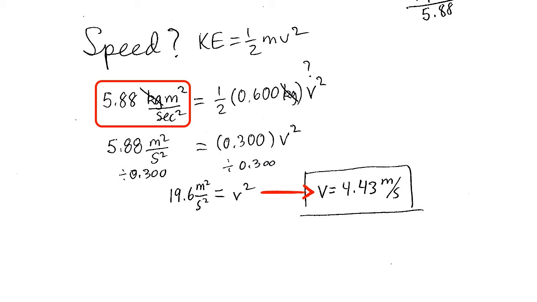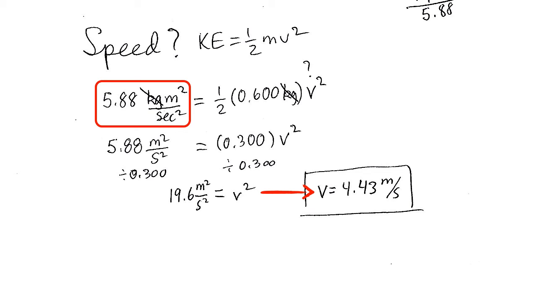You can cancel the kilograms left and right, and that leaves meters squared per second squared on the left, and a v squared unknown, that's what we want, on the right. And actually 1/2 times 0.6, that's the same as 0.30. So the third equation down reads 5.88 meters squared per second squared equals 0.300 times v squared.